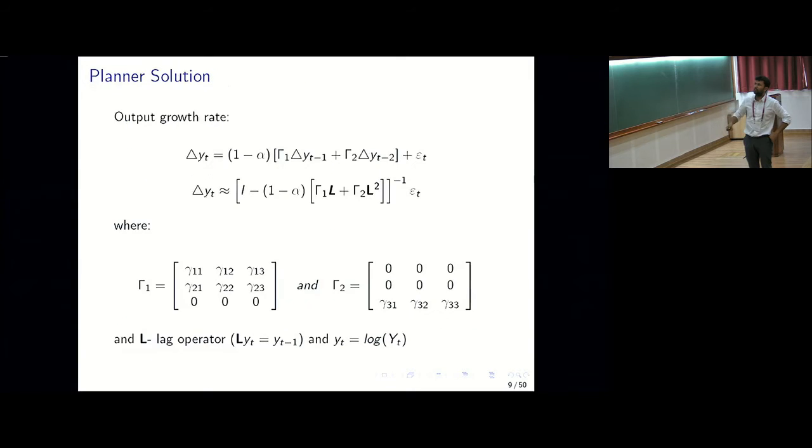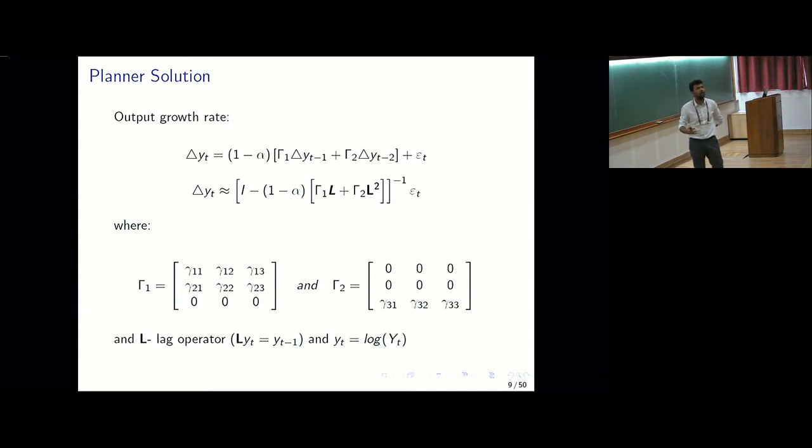To summarize, you can write down this complicated model, but in the end, if you solve for a planner who is actually optimizing for the whole economy, what you can get in the end is this vector of growth rates. So this delta yt is y1t, y2t, and y3t in this specific example that I have here. And you can just write it in terms of the past growth rates of these sectors and these two matrices, gamma 1 and gamma 2.